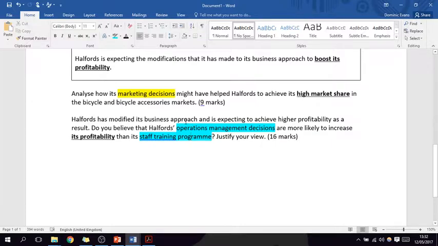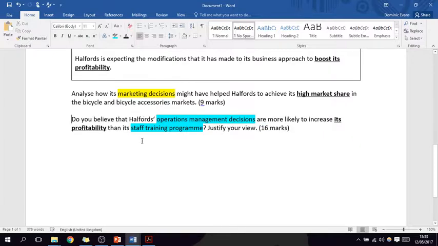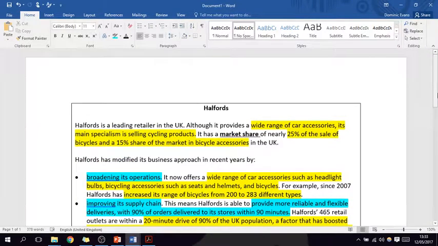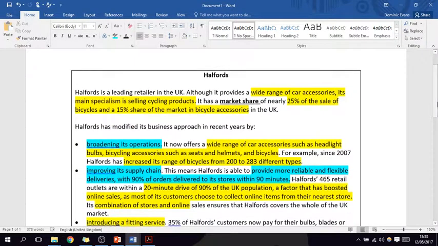Next question, Halfords have modified its business approach and expecting to achieve higher profitability as a result. Do you believe that Halfords' operation management decisions are more likely to increase its profitability than its staff training program? Justify your view. So I can get rid of this first sentence, it's not actually part of the question. The question is it operations management decisions or the staff training decisions that have increased profitability? Okay, now when I'm reading the case study, I can be far more focused on those 2 questions. So marketing decisions, staff training, or operational decisions.